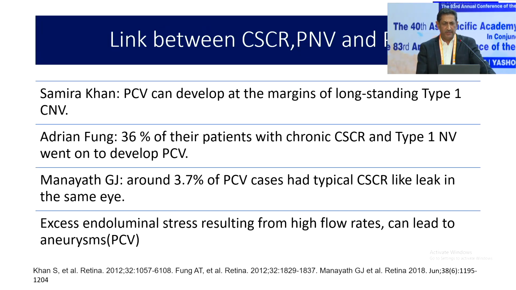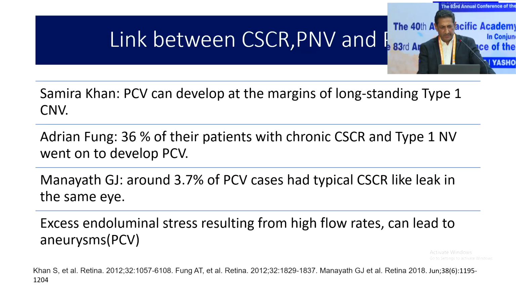So there's a link between CSCR, PNV, and PCV. PCV can develop at the margins of long-standing type 1 CNV. And in a study by Adrian Fung, he showed that 36% of their patients with chronic CSCR and type 1 NV went on to develop PCV.